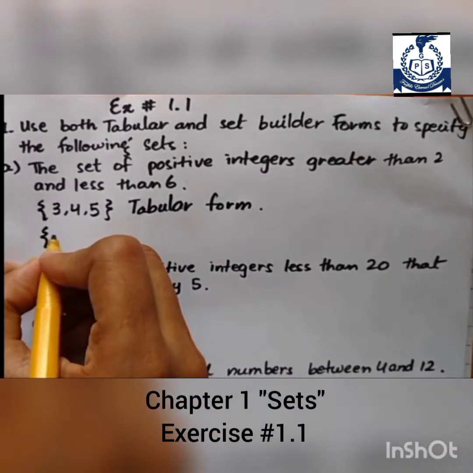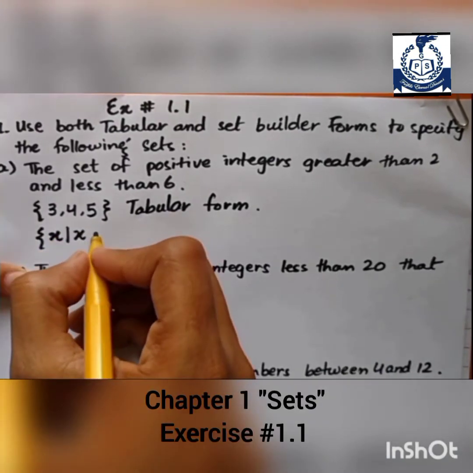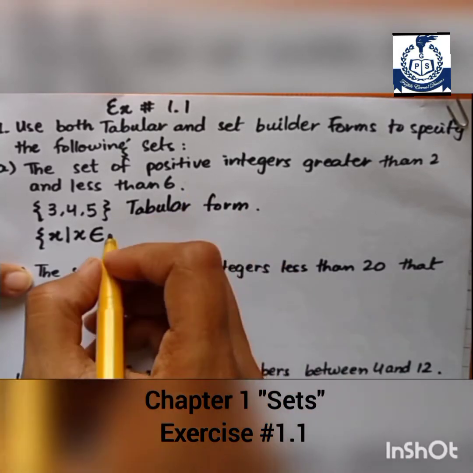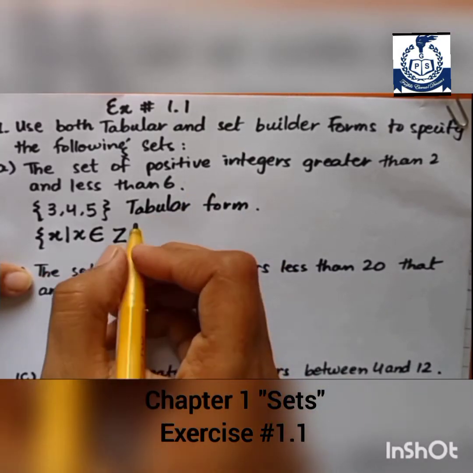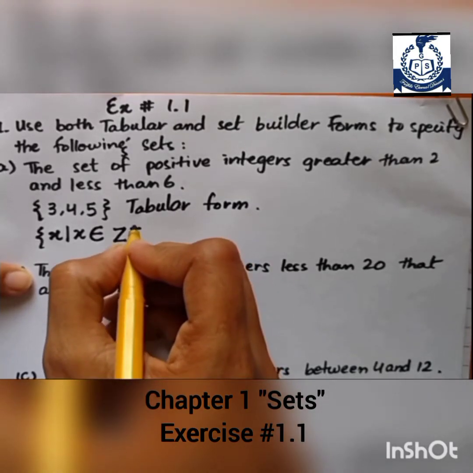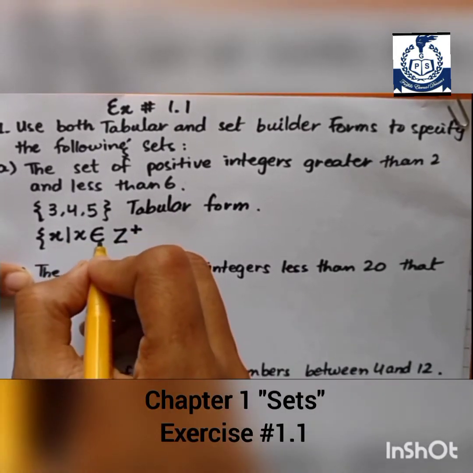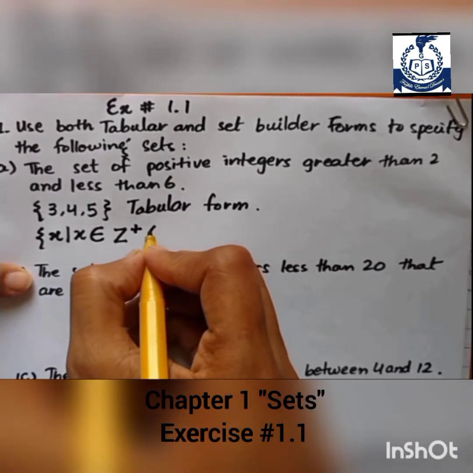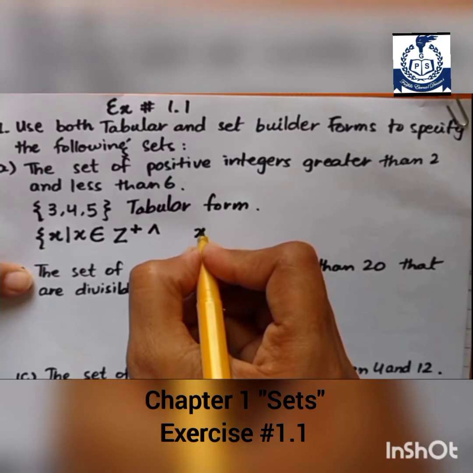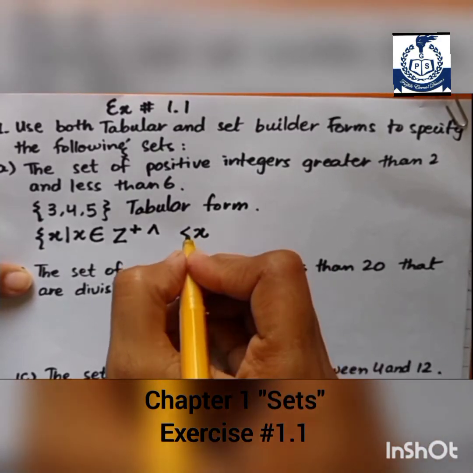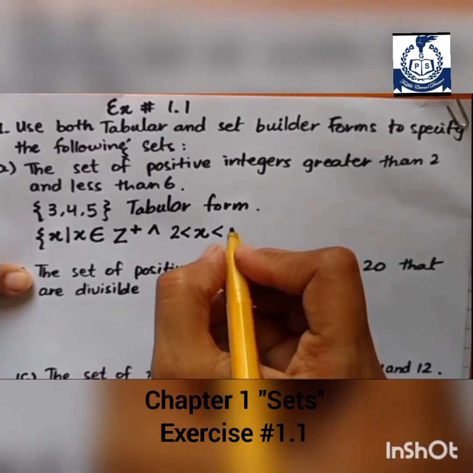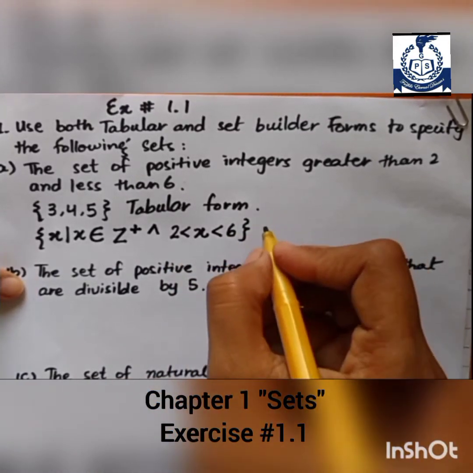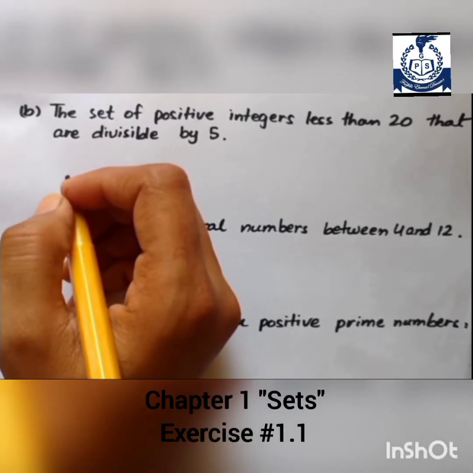Set builder form is x such that x belongs to Z. Z denotes the integers, and the positive plus sign shows we have an integer which is positive. x belongs to positive integers and x is greater than 2 and less than 6, because we have the condition positive integers greater than 2 and less than 6. So this is the set builder form.